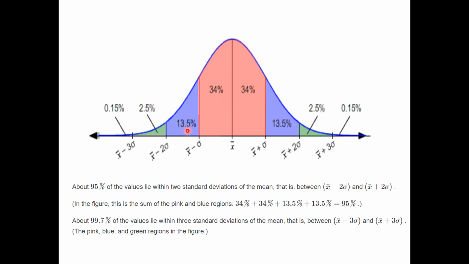On this side and this side, between 1 standard deviation and 2 standard deviations, the area or the probability or the percentage is 13.5 and 13.5. And between 2 standard deviations and 3 standard deviations, it is 2.5% and 2.5%. This 2.5% and 2.5% you all need to remember, because this is the most common significance level when we are talking in terms of hypothesis testing. So if you were to total all these values, it will come out to be 1.